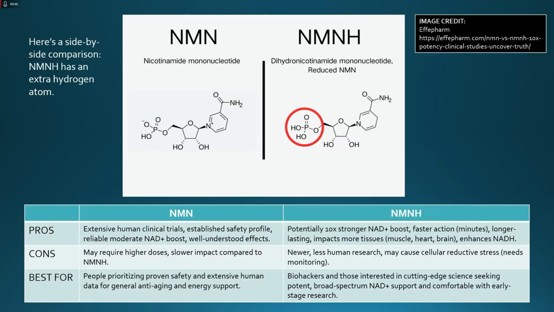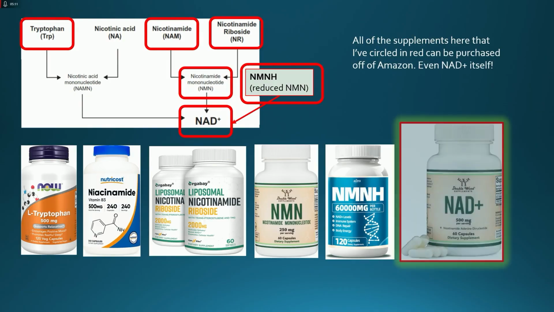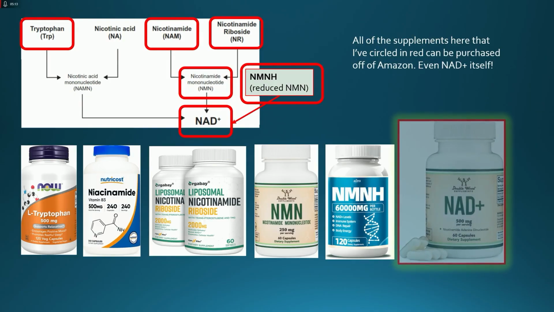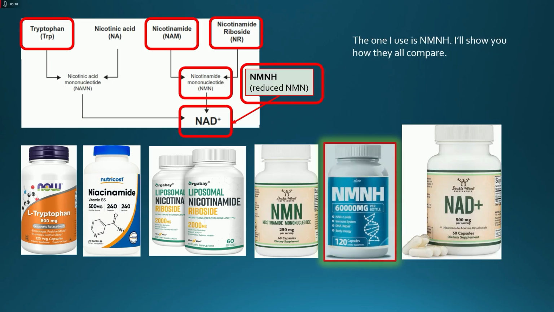So here's a side-by-side comparison between NMN and NMNH. The H stands for the extra hydrogen atom. And you can pause the video here if you would like to read the table with pros and cons. So all of the supplements here that I've circled in red can be purchased off of Amazon, even NAD Plus itself. The one I use is NMNH. I'll show you how they all compare.